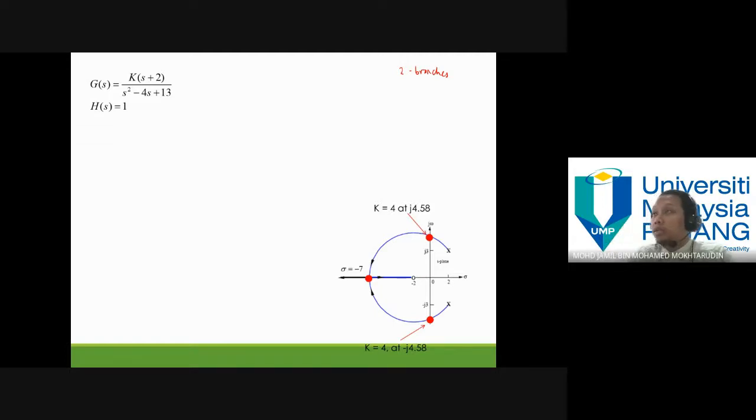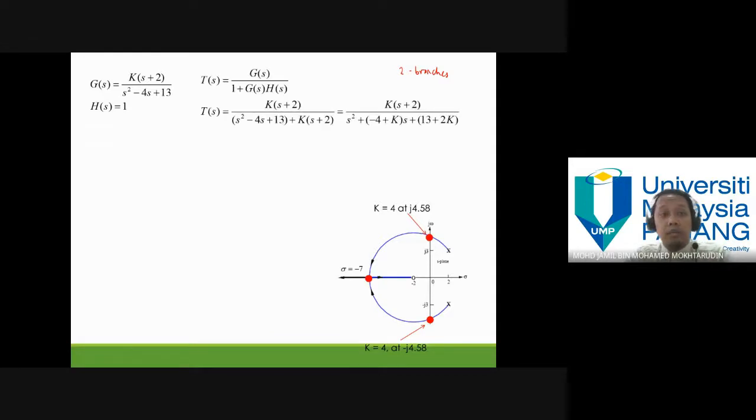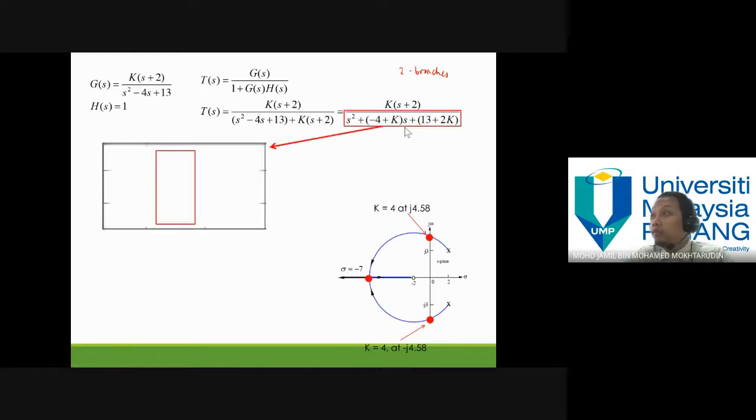So the question asks you to calculate the jω axis crossing. So to find the jω axis crossing, you need to do the Routh-Hurwitz criteria or Routh-Hurwitz table. So firstly, you need to find T(s), the closed loop transfer function. So it's a unity feedback, so G divided by 1 plus GH, and H equals 1 for unity feedback. So simplify, and then take the denominator and do the Routh-Hurwitz table. Okay, so this is the Routh-Hurwitz table.